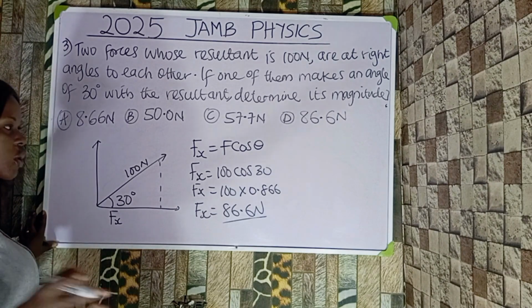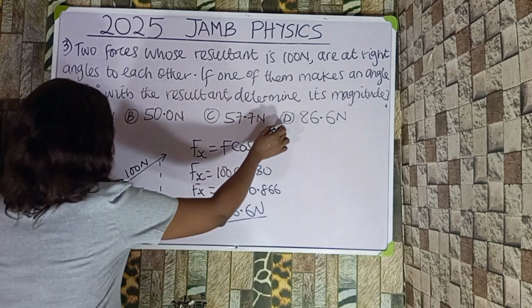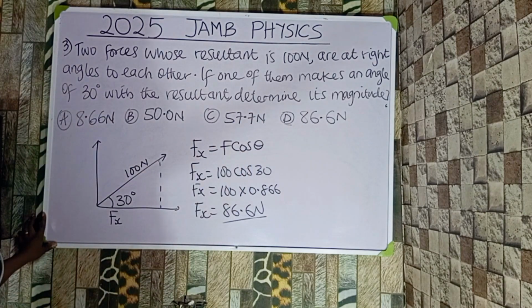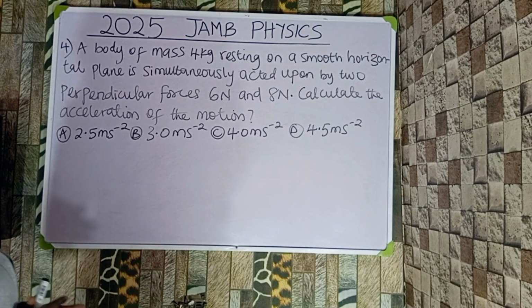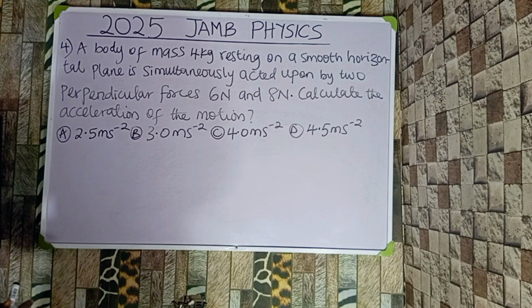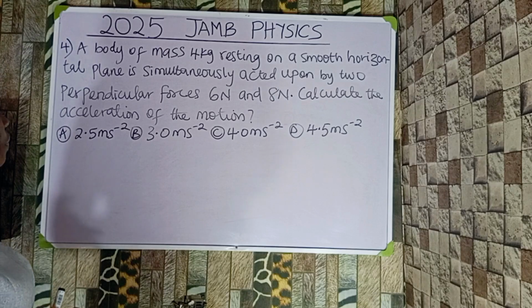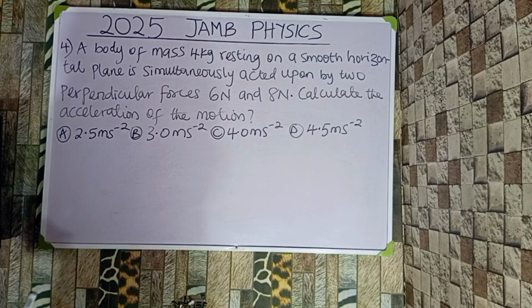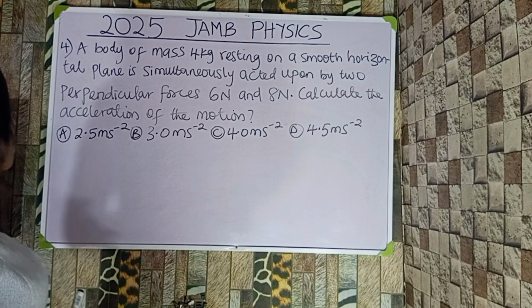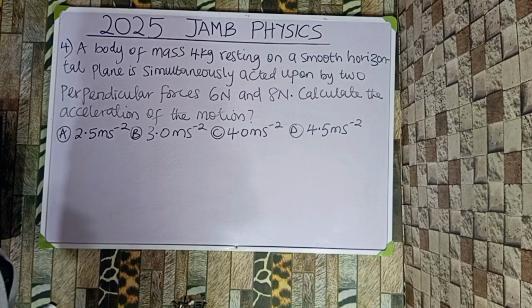So the correct option in this question is option D. I hope that is clear. A body of mass 4 kg resting on a smooth horizontal plane is simultaneously acted upon by two perpendicular forces, 6 Newton and 8 Newton. Calculate the acceleration of the motion.